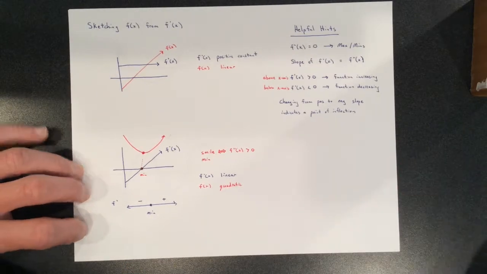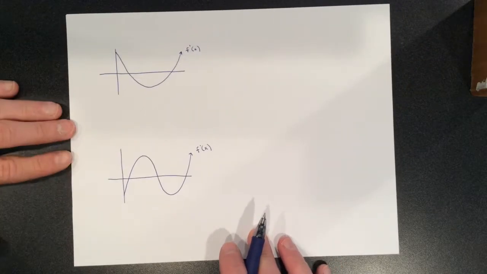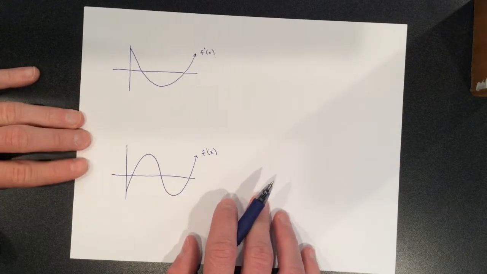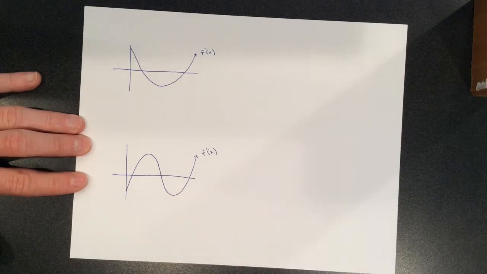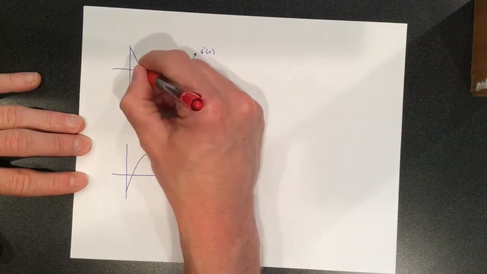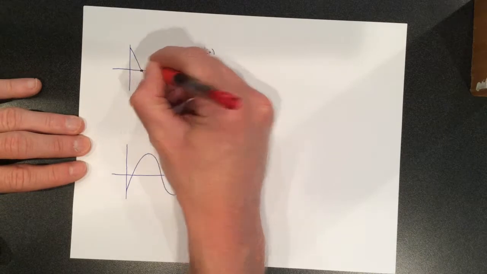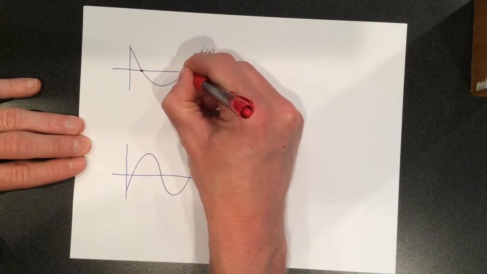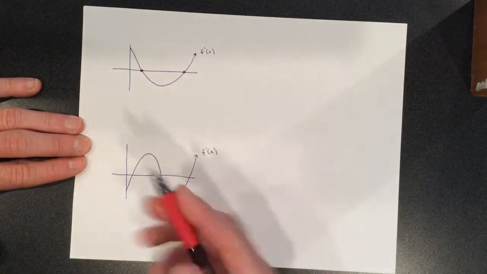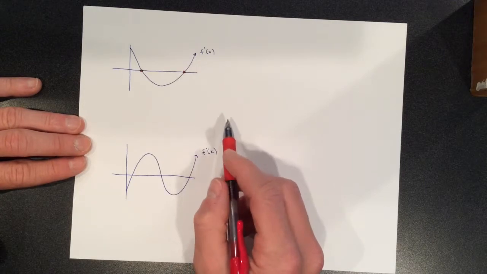Okay, all right, let's do a harder one. Okay, how about these two guys? All right, and again, you might want to refer to your helpful hints, but the first thing I'm going to do is I'm going to say, all right, bingo, derivatives are zero here and here. Let's figure out what they are, maxes or mins.